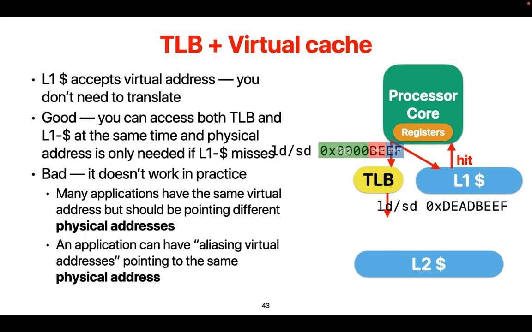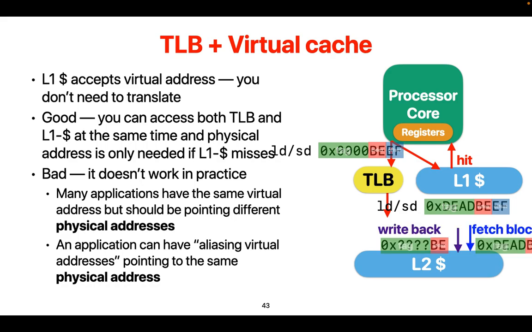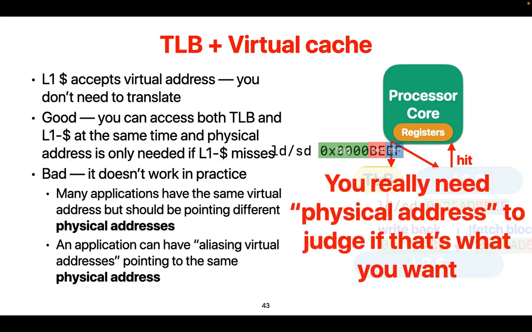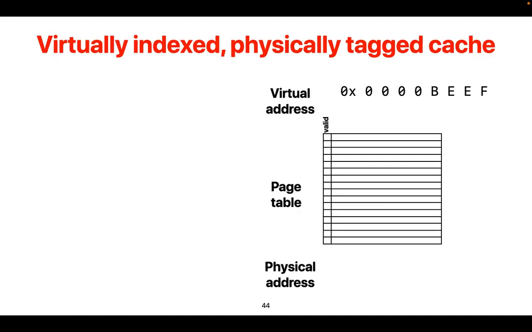This idea will work if you only have one process. But if you have multiple processes, everyone has the same address of variable A, don't you remember that? How can I tell who is in the cache if you just have virtual addresses? So that's not going to work. What you really need to use is physical addresses. You really need a physical address to make sure that's exactly the data you are accessing.